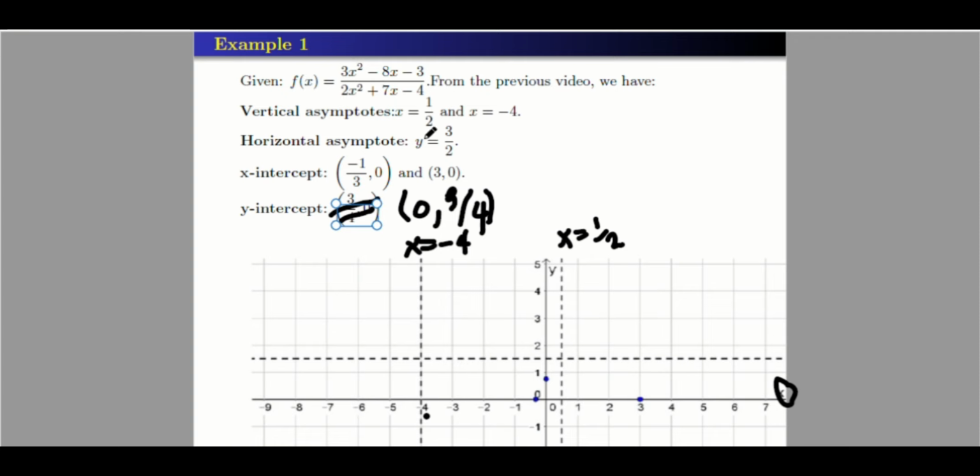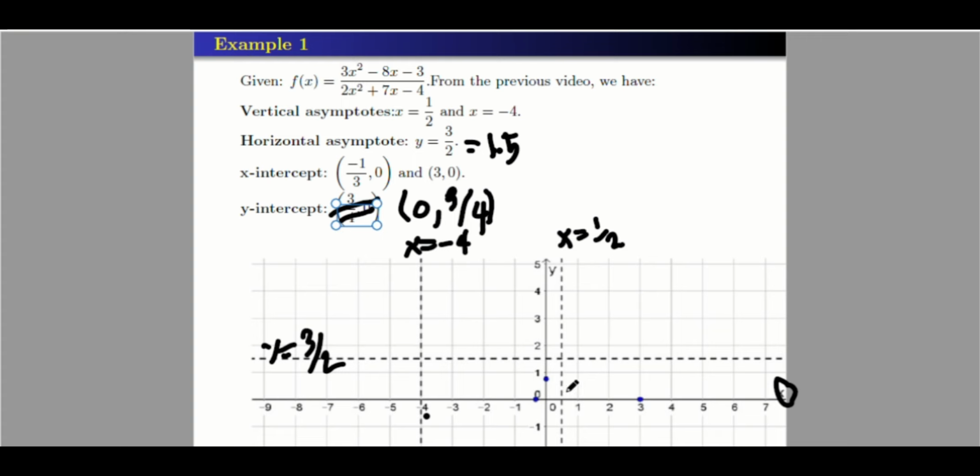Next we have the horizontal asymptote, y equals 3/2. 3/2 is equal to 1.5, so it must be between 1 and 2 on the y-axis. So this is the y-axis, and this is our y equals 3/2, between 1 and 2. So this is the horizontal broken line.